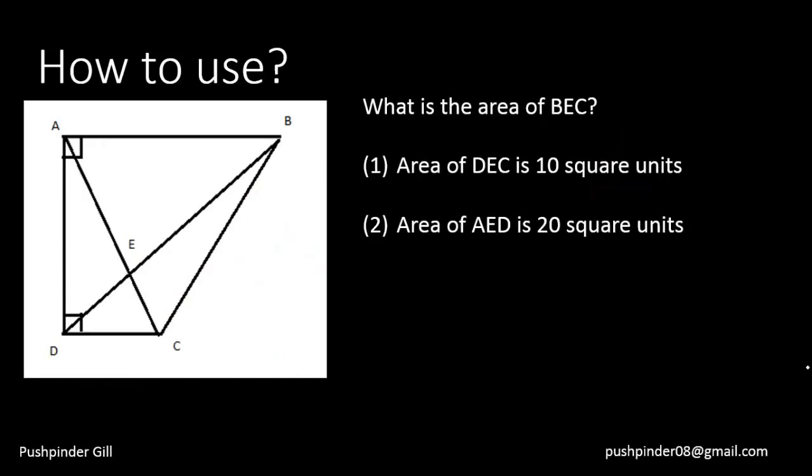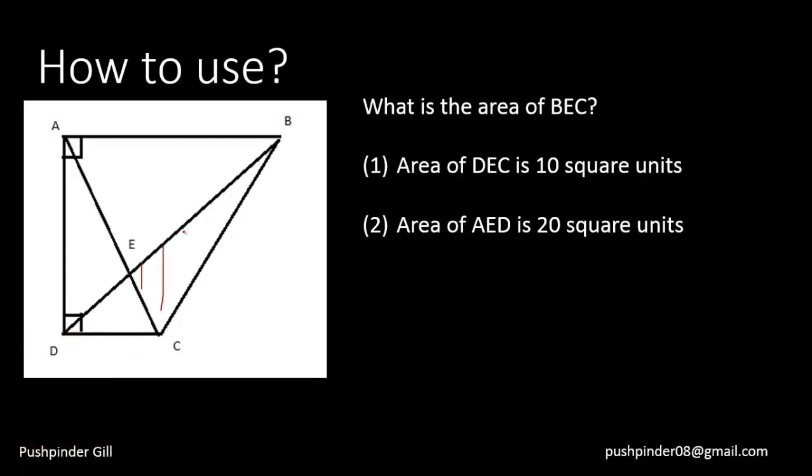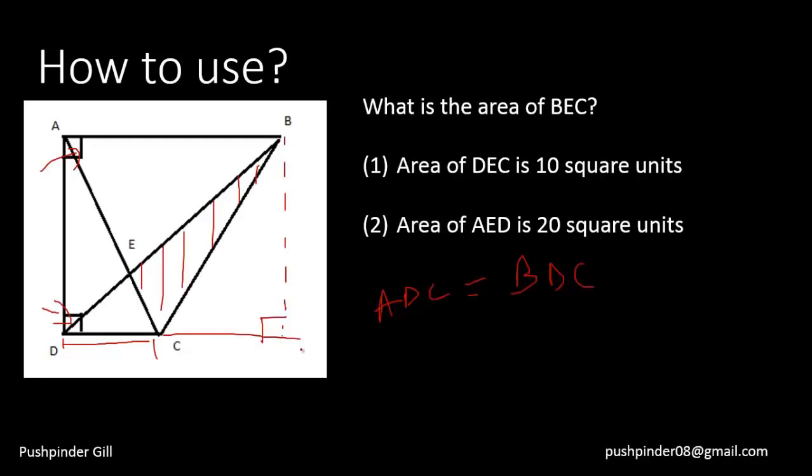Now this question says, what is the area of BEC? So let me just get a red pen. So what is the area of BEC? He's asking you the area of this triangle. Now if you can very well observe in this question, triangle ADC and triangle BDC have the same area because they share the same base and they share the same height. Now how am I sure that they share the same height? Because these two lines are parallel to each other. That means they both share the same area because they both share the same height and the base.